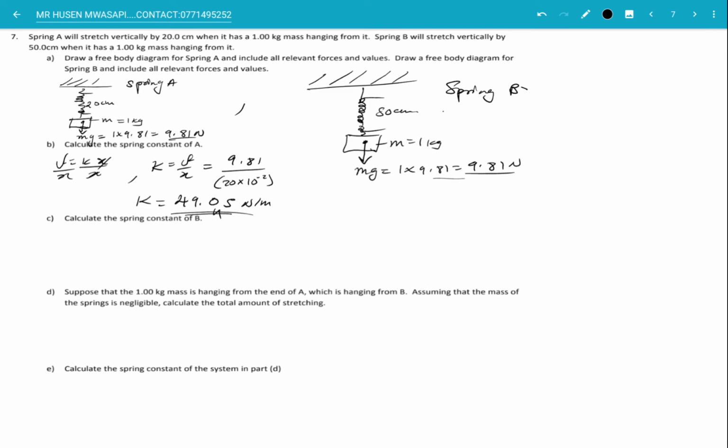We do the same for B. So K is equal to F over x. The force is 9.81 divided by the extension, which will be 50 times 10 to the minus 2. And this will basically give you 19.62 newtons per meter.